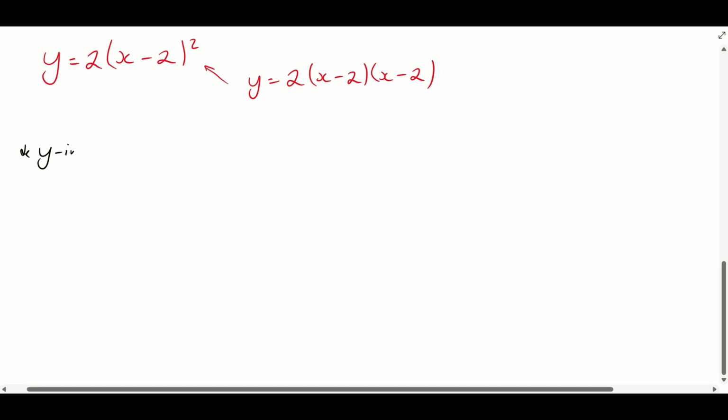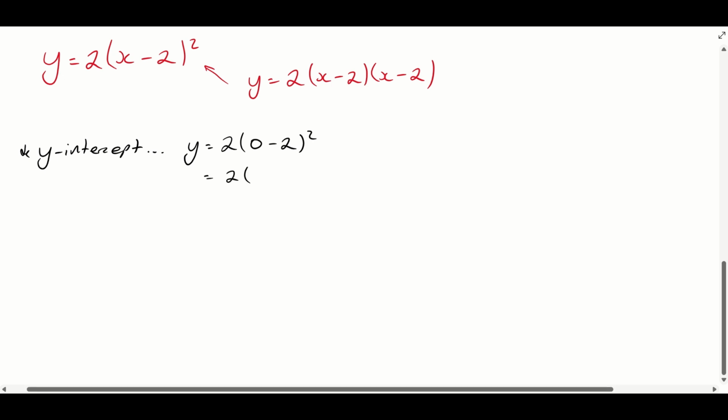We'll look at one more example, and this is where there's only one root. So let's go for y equals 2 lots of x minus 2, all squared. So this again is in the root form, because I could also write this if I wanted to as y equals 2 lots of x minus 2 times x minus 2. So let's start off with our y-intercept. That's just when x is 0, so y is 2 times 0 minus 2, all squared.